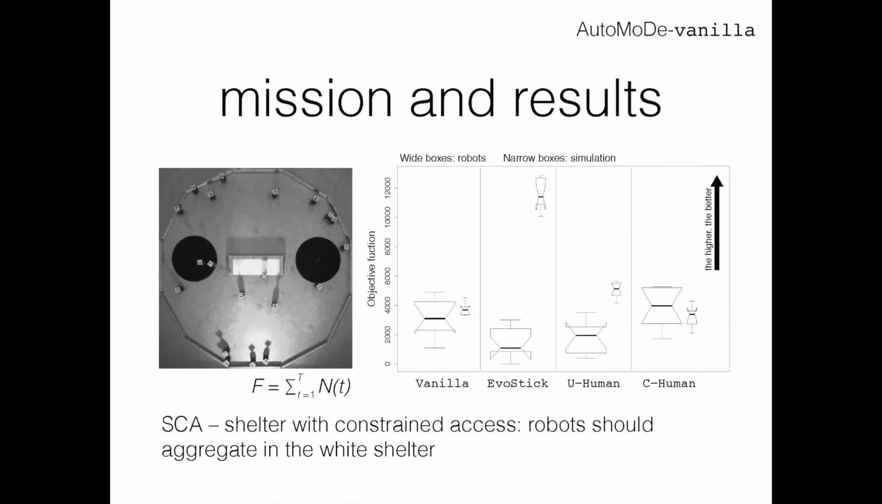So these two design methods are exactly the same that we used in the previous experiments. Here we move to the results, and we start observing the results mission per mission. So in the first mission, the robots have to enter a shelter, which is represented by the white area, and they can enter the shelter only from one side. You see that the shelter is surrounded on three sides out of four by wooden blocks.